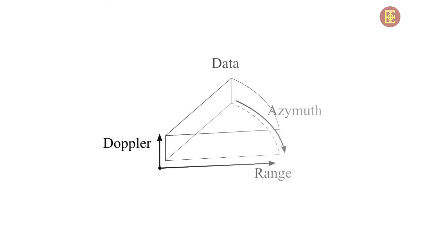After all these steps, the result is a domain that differentiates reflections by their range, Doppler shift, and angle. This allows easy localization of moving targets, even in regions with lots of static obstacles and reflectors.